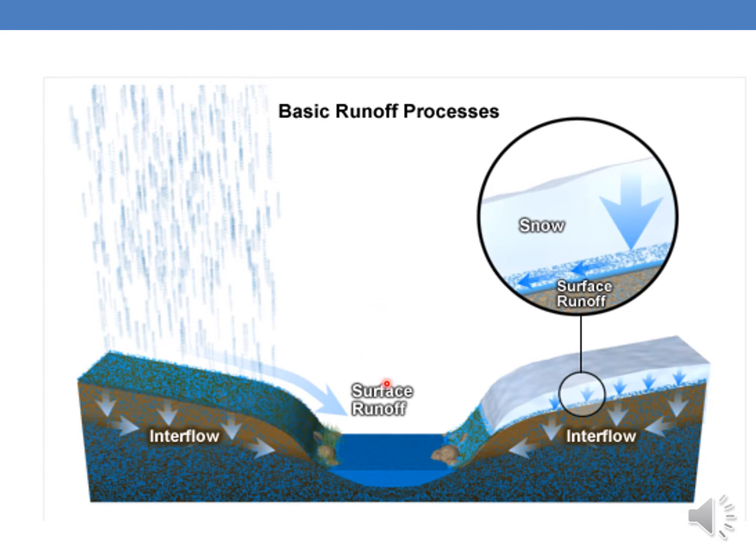In this you can see the surface after infiltration, the excess water will flow over the ground and reach the stream. And in the case of snow, the runoff will be less compared to the rainfall.